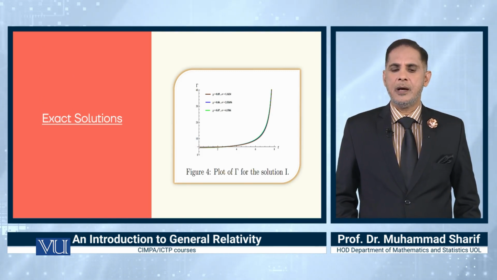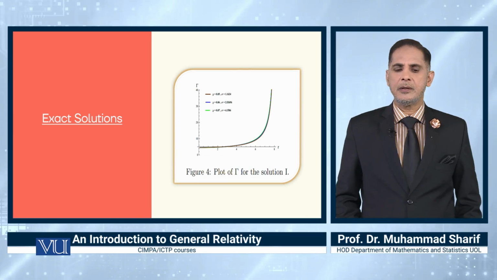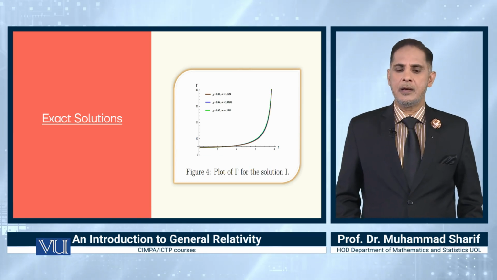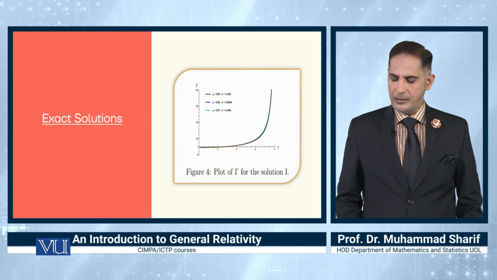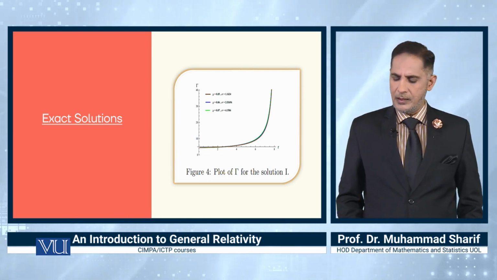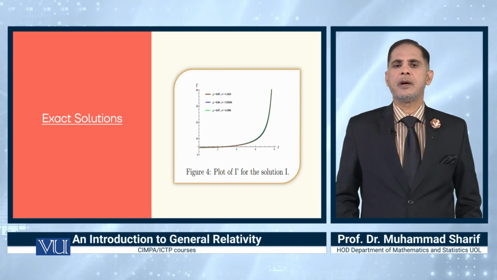Here you can see another method to check the stability, and this means that gamma must be greater than 4/3, and you can see from the graph for three different decoupling parameters that it satisfies this condition.